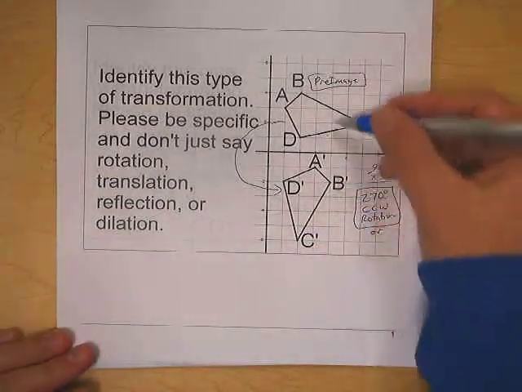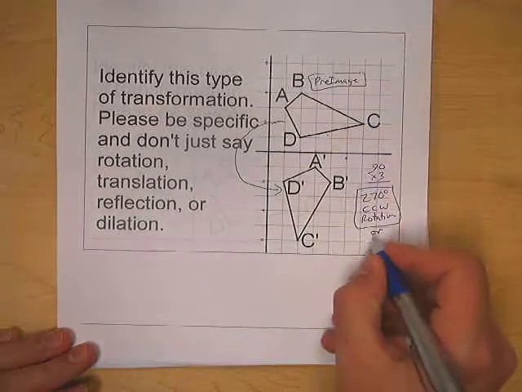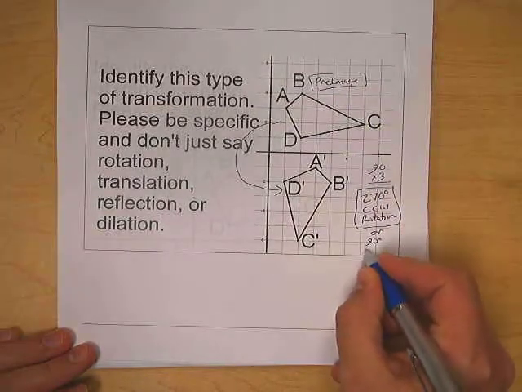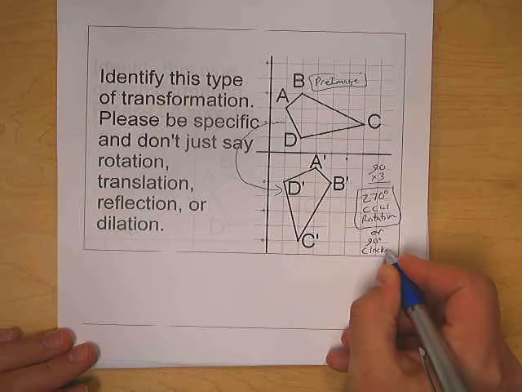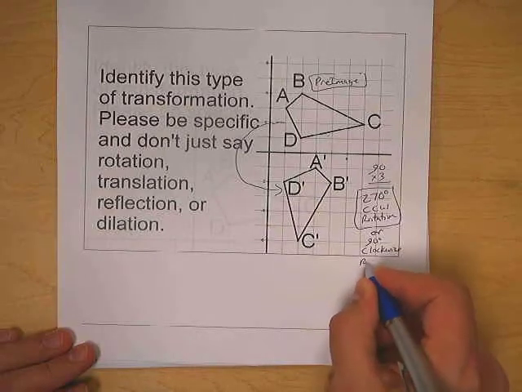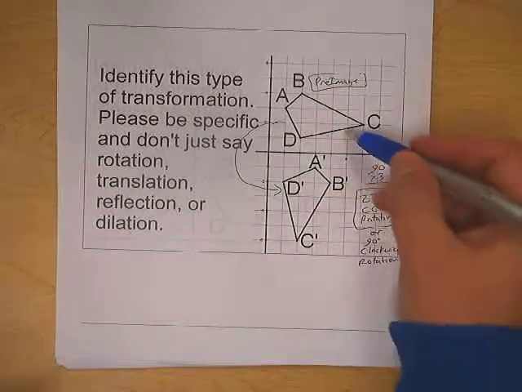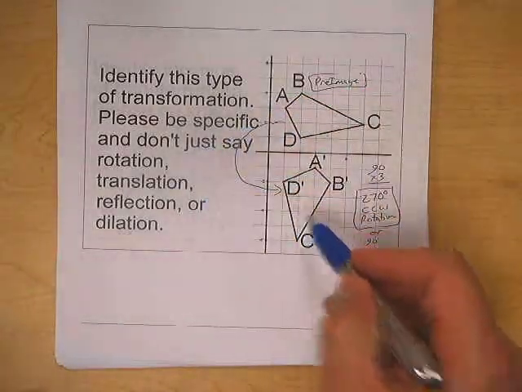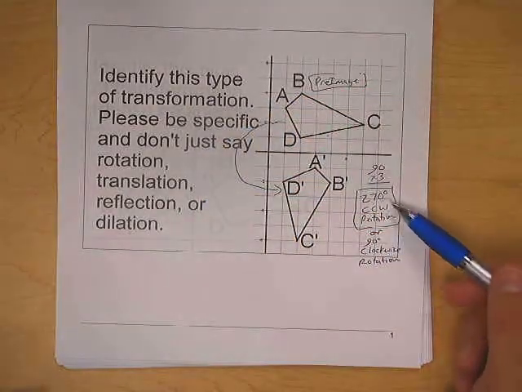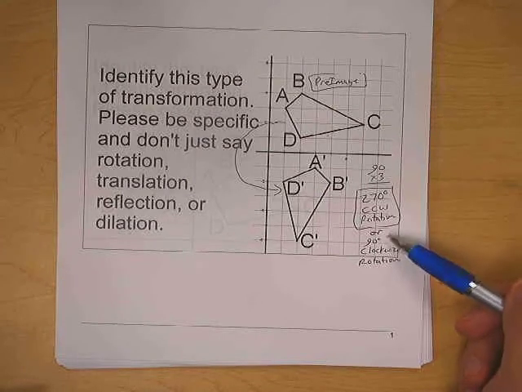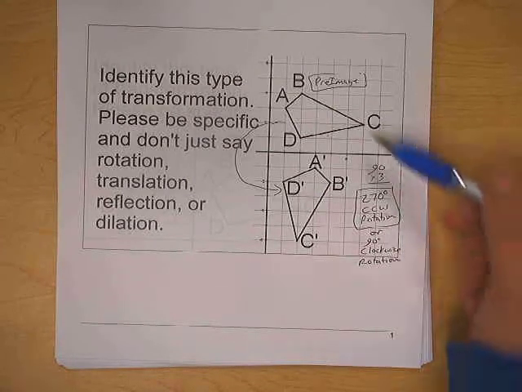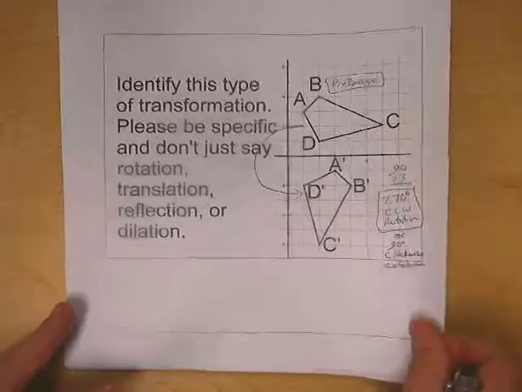Or if I was going clockwise or going to the right, this would be a 90 degrees clockwise rotation. Okay. So usually we use counterclockwise, which is going to the left, 1, 2, 3 quadrants, which is 270 degrees counterclockwise rotation, or 90 degrees clockwise rotation.